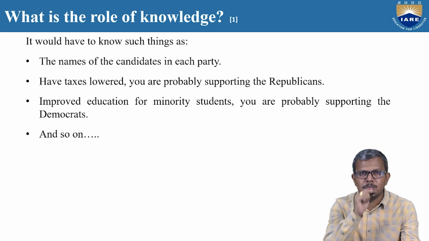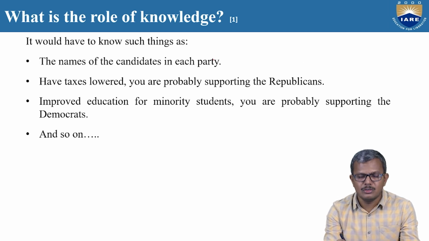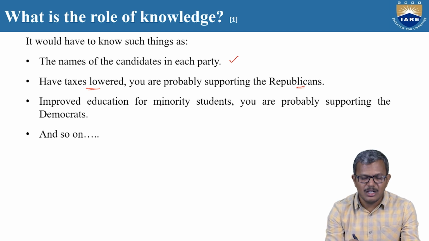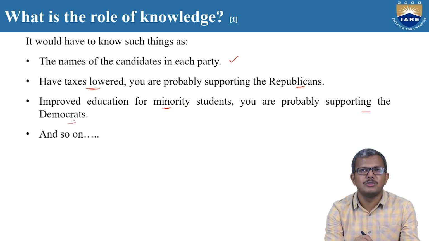If that is the case, you are supposed to know the candidates of the party, and you are supposed to know who is going to reduce the taxes. If the candidate and the party are lowering the taxes, then we can say that we are supporting the Republicans. If a party is supporting the education of minority students, then we can say that we are going to give the support to the Democrats.